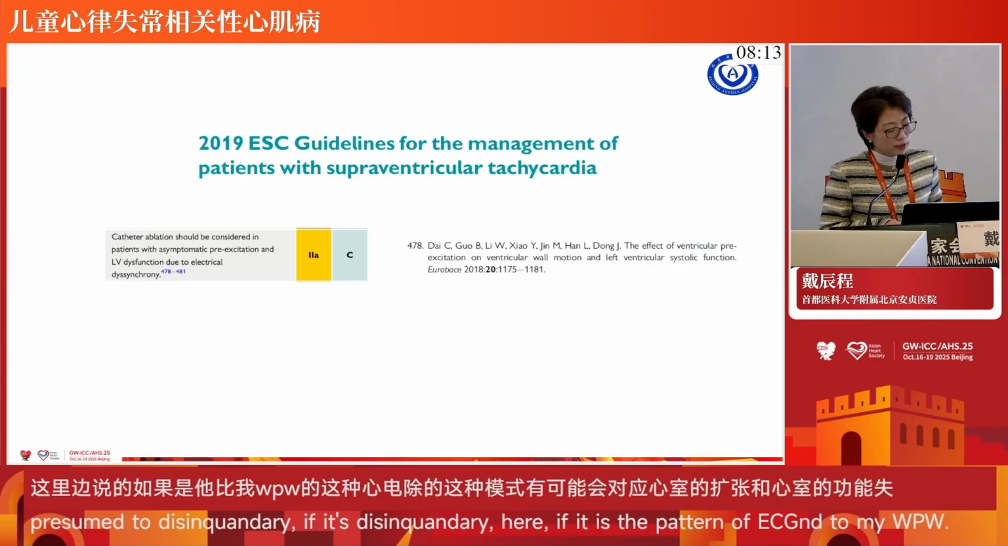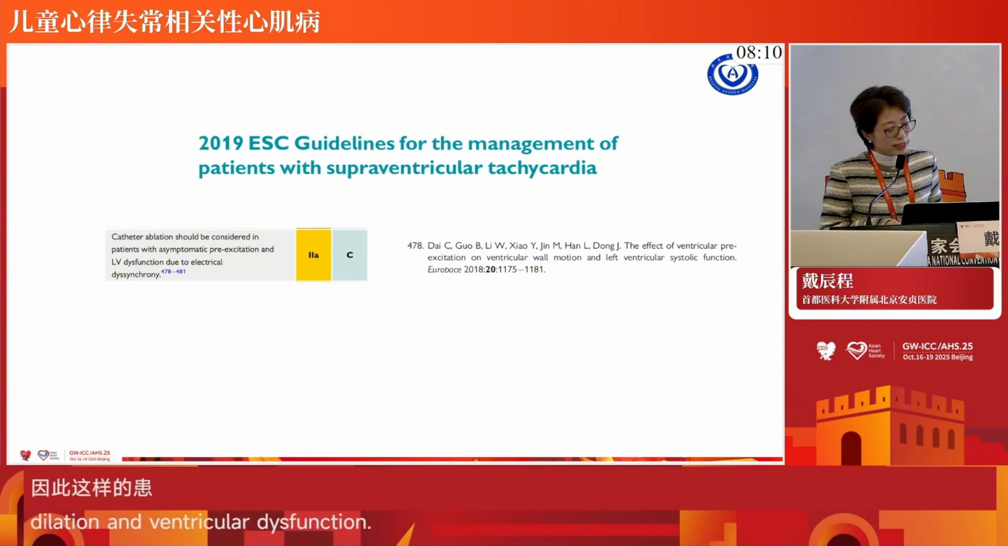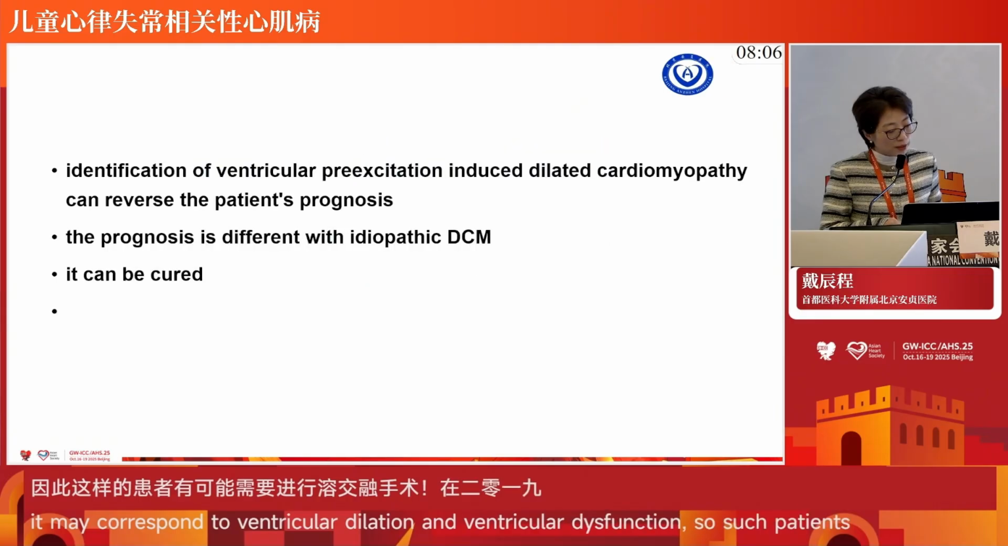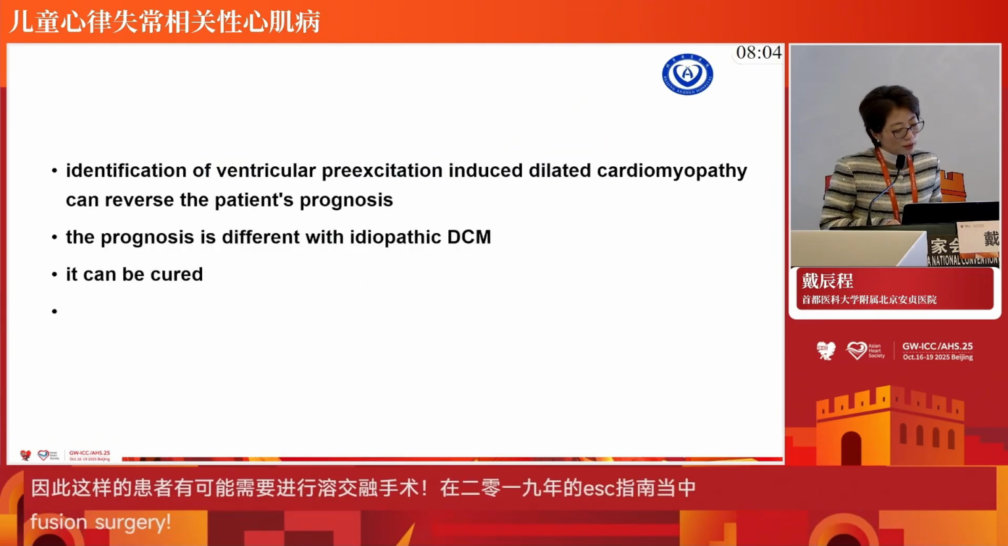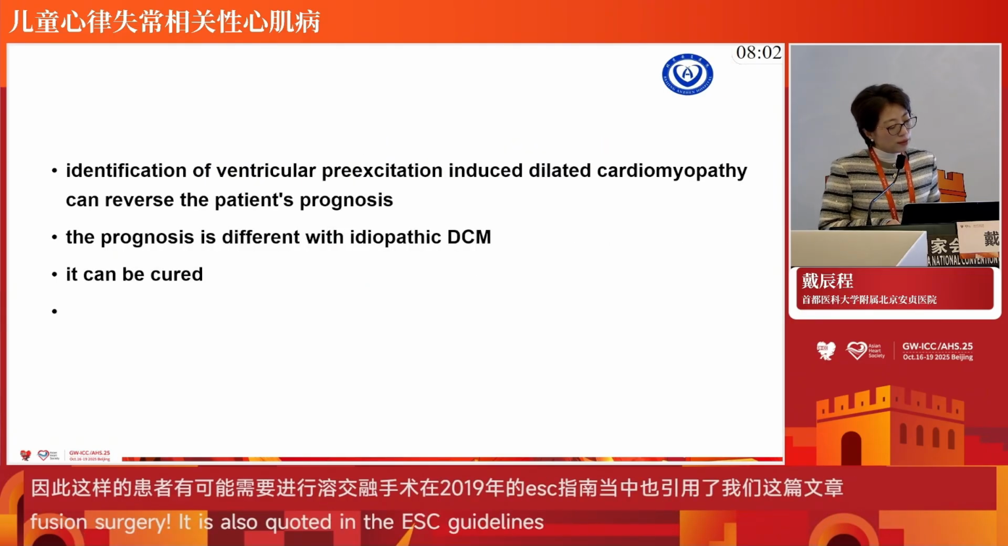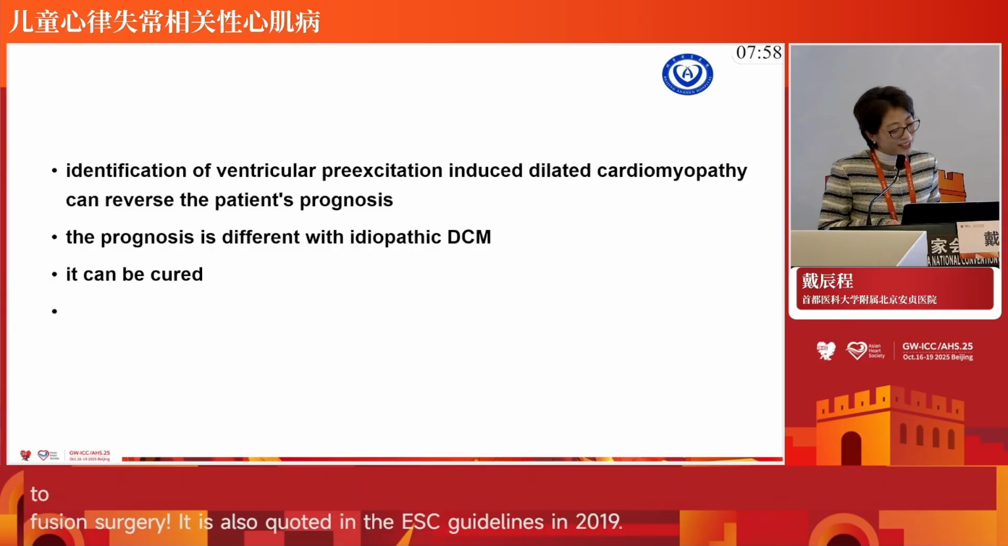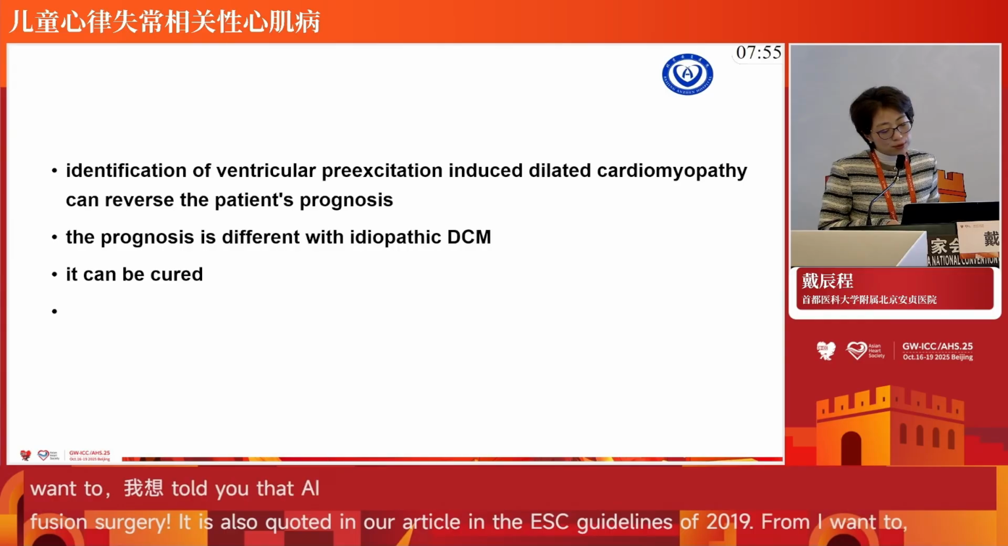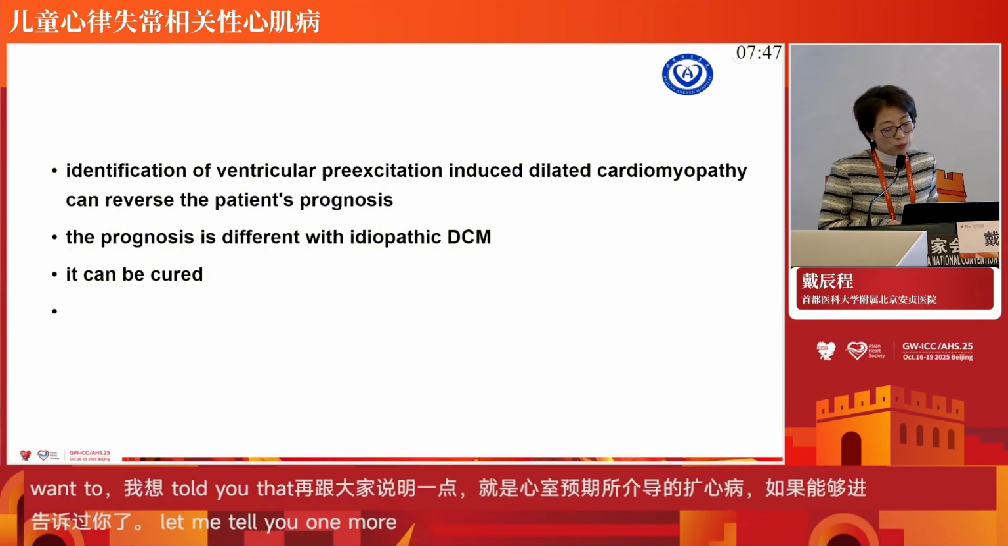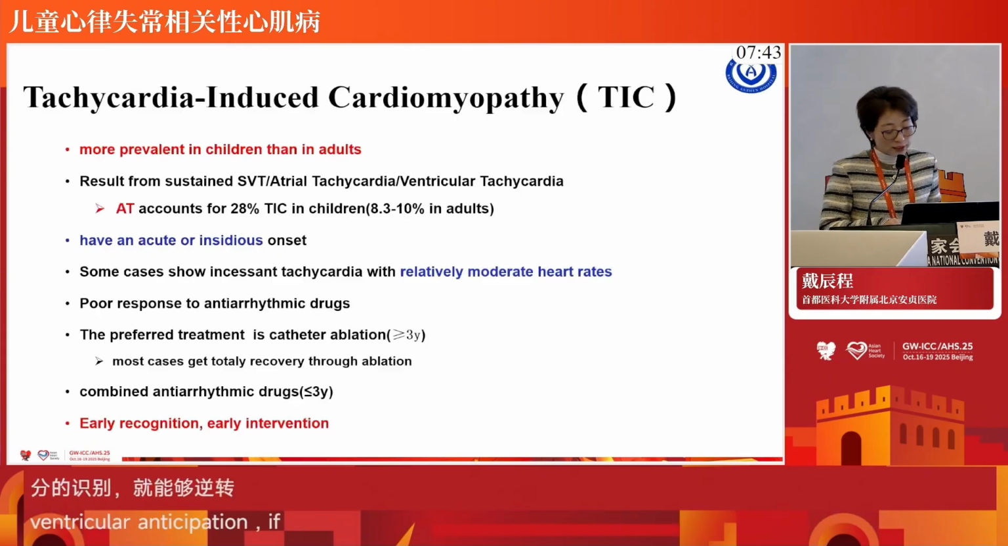And the 2019 ESC guidelines also cite our paper. So I want to tell you that identification of ventricular pre-excitation-induced dilated cardiomyopathy can reverse the patient's prognosis. The prognosis is different from idiopathic cardiomyopathy. It can be cured. They are different.